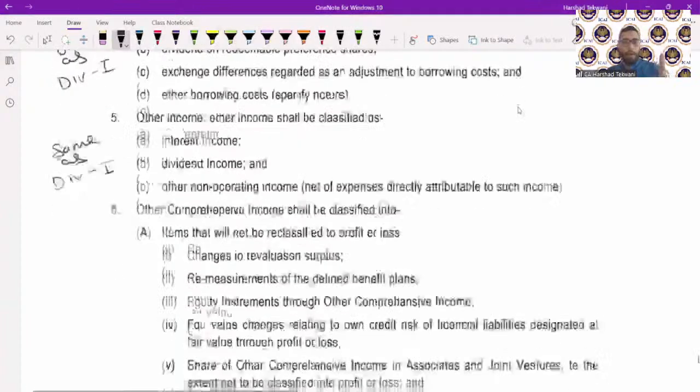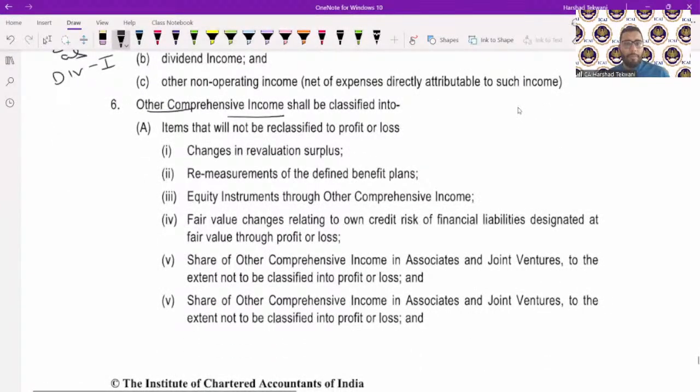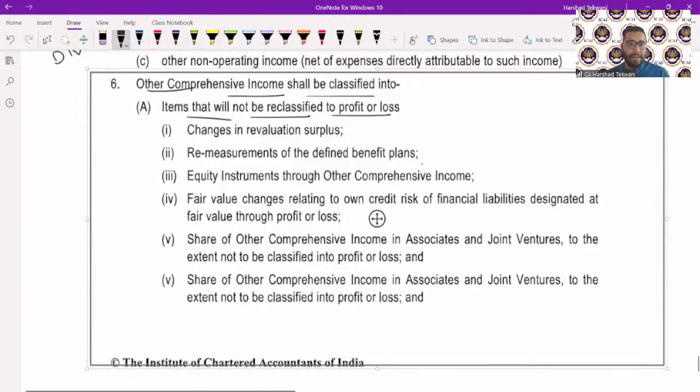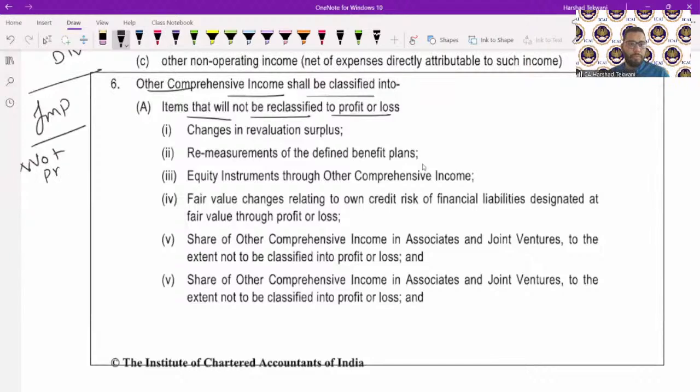Other comprehensive income. The list of other comprehensive income shall be classified into items that are not to be reclassified to the profit and loss account. Now this is something different and a change which was not there in division 1. This is important, I'll say. So this is a list of items of OCI.